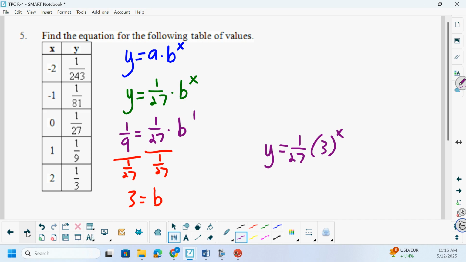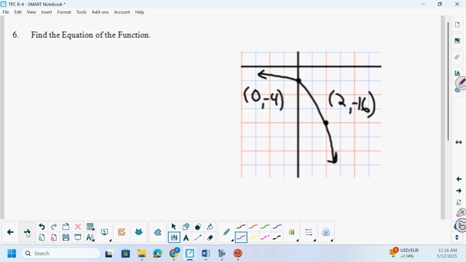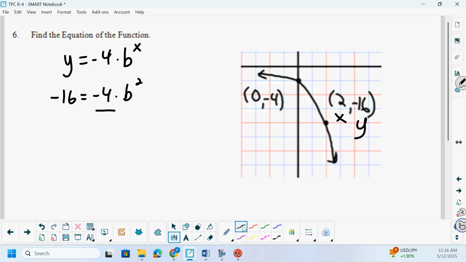All right, our next one, 6, basically the same type of problem, just it's coming from a graph. So we've got our y-intercept is -4, so that would give us y equals -4 times b to the x. Really, the only difference here is we don't have a whole table of points to pick from. We only have one other point. So sometimes that could force us into a more challenging point to work with than we saw on the previous problems, but it's still essentially the same idea. So we're going to sub our 2 in for x and -16 in for y. If we divide our -4 over, we'll get 4 equals b squared.